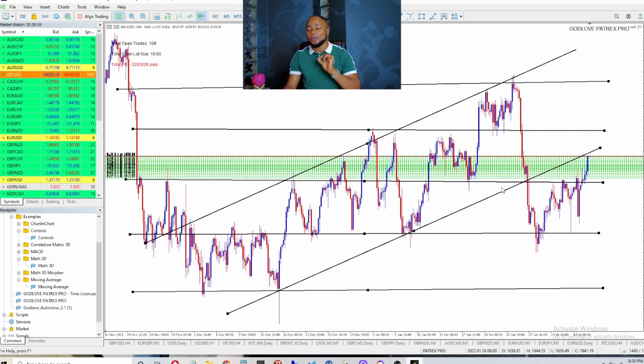The balance is increasing. My balance has moved from 7,000. Now it's on 8,000. My balance is on 8,100. Very soon it's on 8,200. Can you see? All the positions are automatically closing.